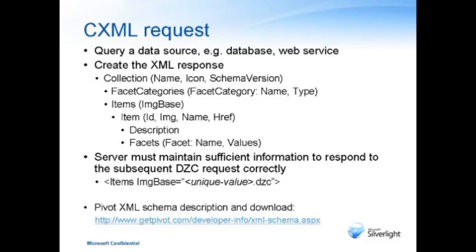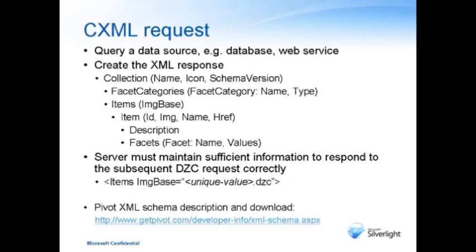So how would you respond to these things? First, you get a request for a CXML file. Well, usually you want to do something for a just-in-time collection, like query a database or call another web service to get some values, such as we did with Twitter or calling the AdventureWorks database. Create the XML response. We look through the CXML file, and you basically fill out all those values in XML. The collection element, which has the name and the icon attributes, your facet categories that you want to set, and then the name and the types of all of those.